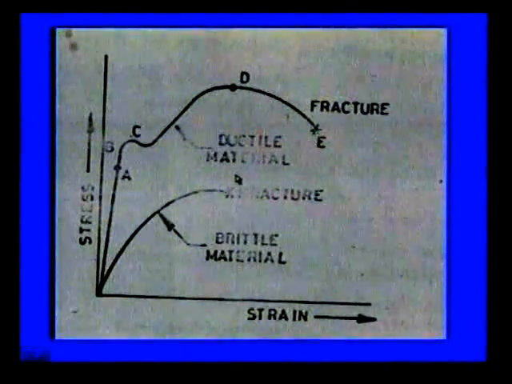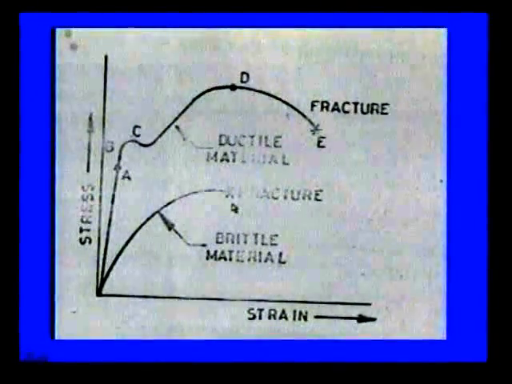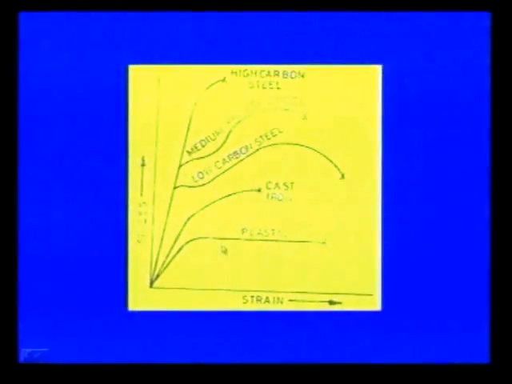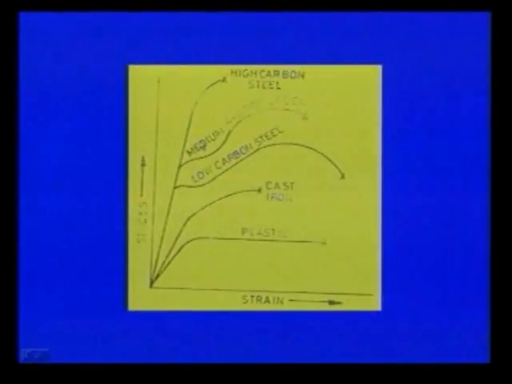This tensile test will be conducted on different materials. This curve is for high carbon steel, and the next ones are for medium carbon steel, low carbon steel, cast iron and plastics. Depending upon the composition and the constituents present in the metal, different curves will be obtained as shown in the stress strain diagram.